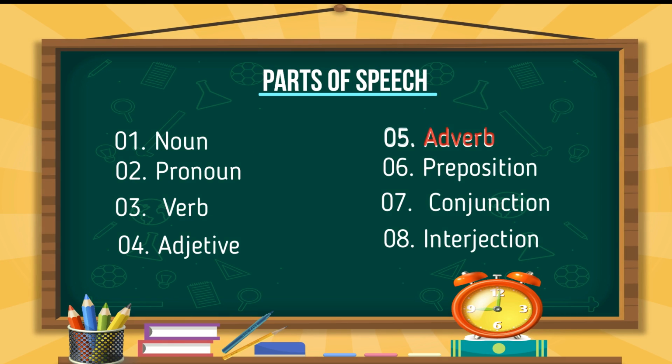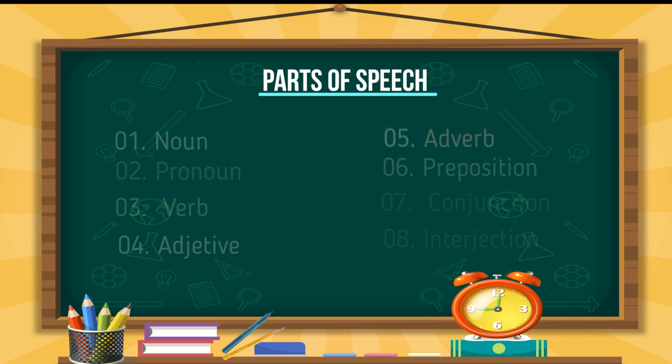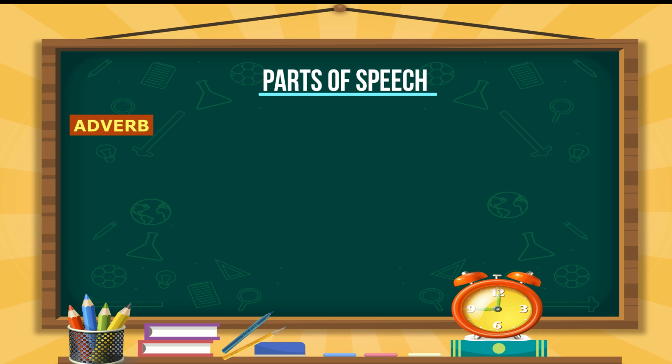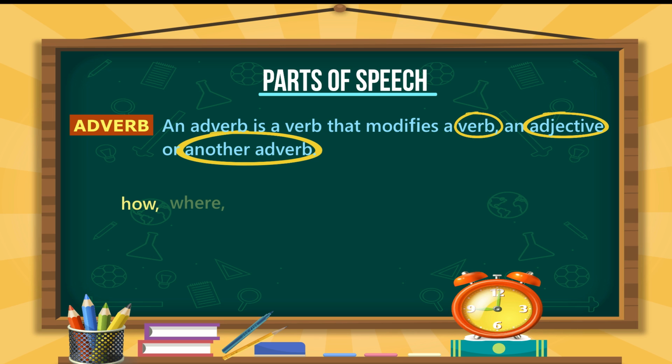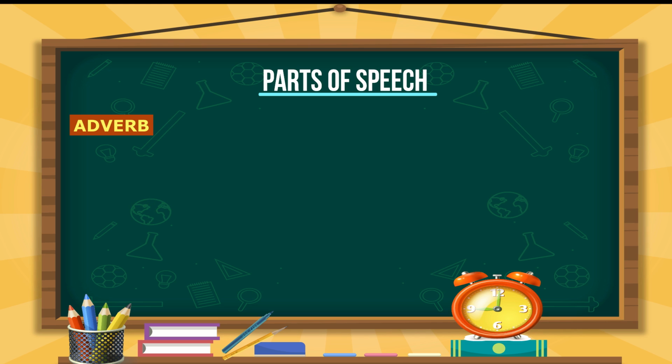Next is adverb. What is an adverb? An adverb is a word that modifies a verb, an adjective, or another adverb. It tells us how, where, when, how much, and how often, etc. Take a look at these examples.